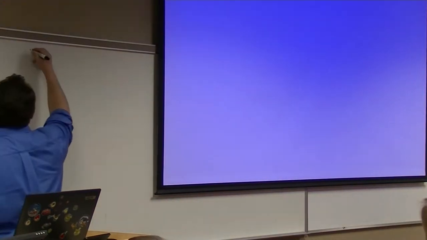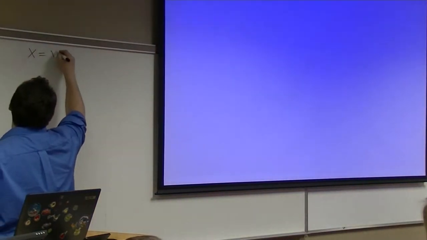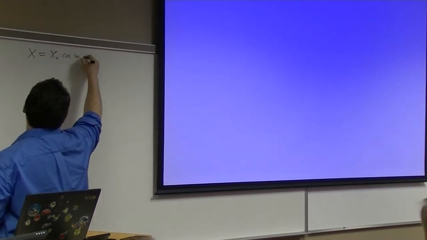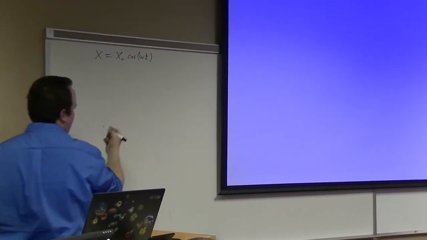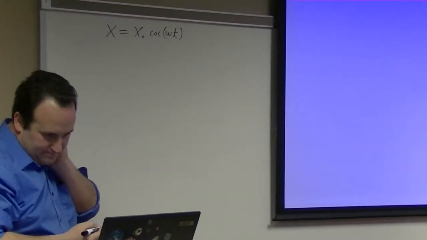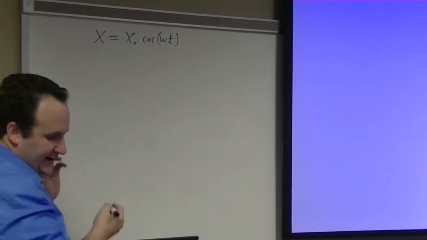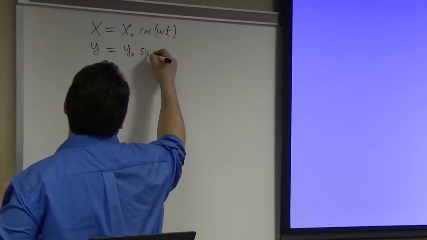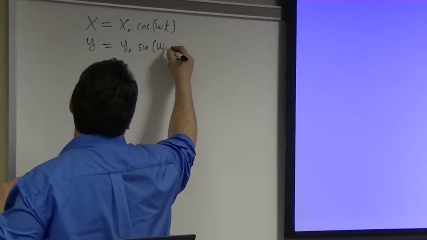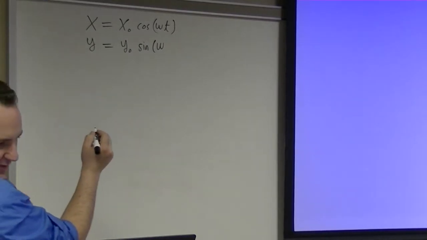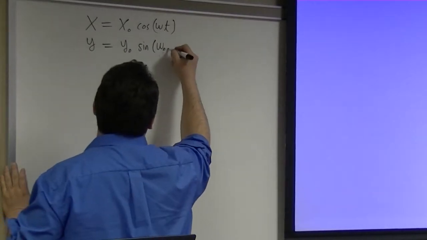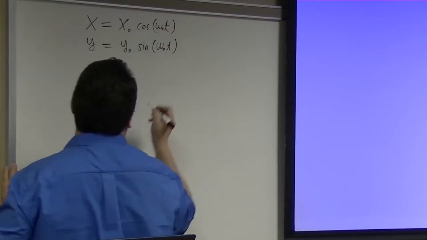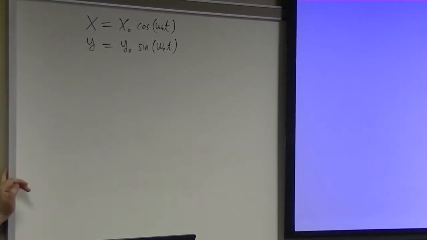So what we're given is that x is equal to x naught cosine omega naught t, right? And we're also given what? That y is equal to y naught sine omega naught t. What are we given? Yeah, there's a circle, that's true.